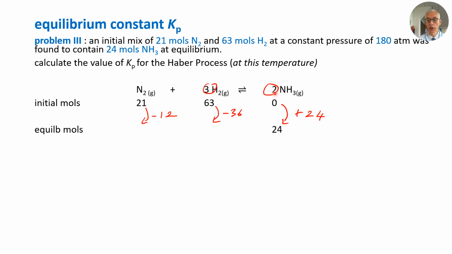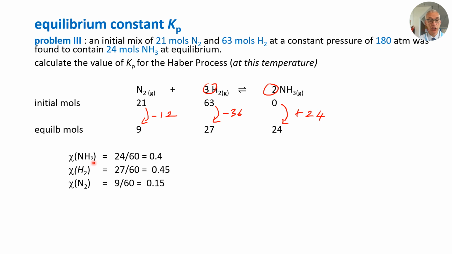2 moles of ammonia are formed from 1 mole of nitrogen. So 24 moles of ammonia are formed. We must have lost 12 moles of nitrogen, which leaves us with, at equilibrium, 9 moles of nitrogen, 27 of hydrogen, and 24 of ammonia. Now, if you haven't successfully calculated Kp yet, now you've got that information, pause, complete the calculation. Otherwise, I'm going to reveal.